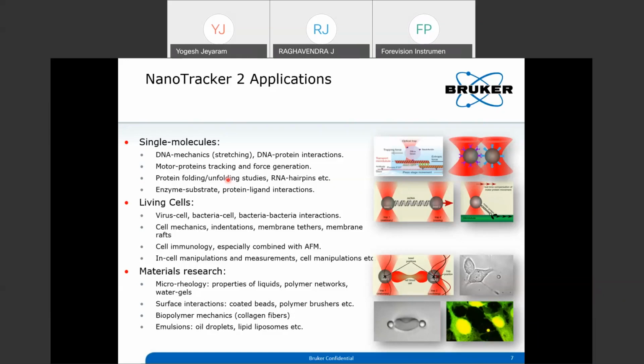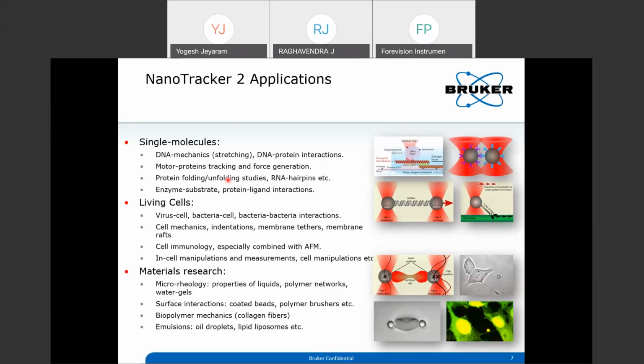Then in materials research, people study mostly rheology, right? So if you want to study viscous material, like biological materials are viscous, so if you're studying viscous material, you can study the viscosity and then how the property changes in water or different solvents.